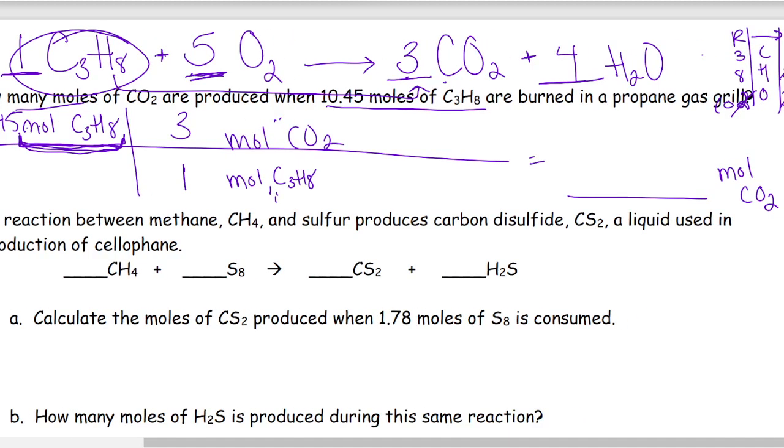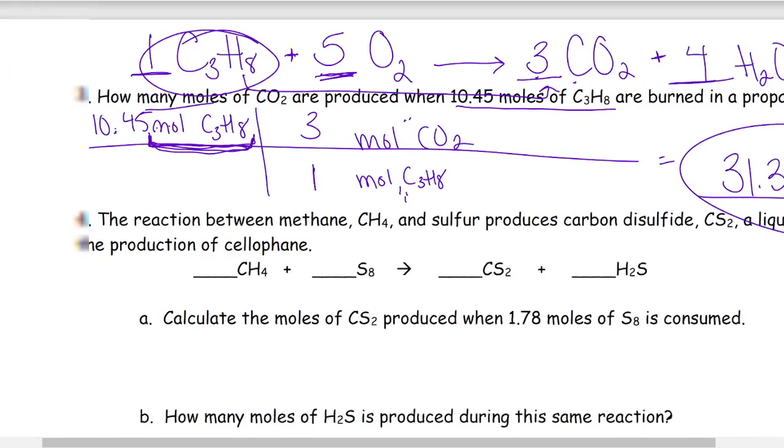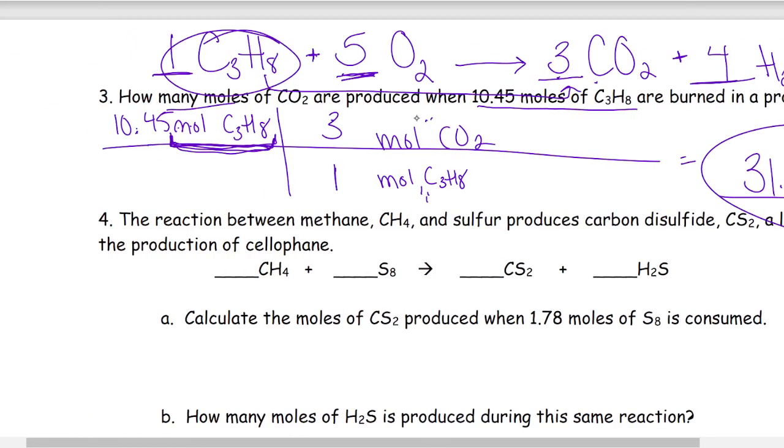So if I type this into my calculator, 10.45 times 3 equals what? 31.35. Is that what everybody got? Perfect. So make sure you copy it down. 31.35 moles of CO2. So again, this question has 1, 2, 3, 4, 5, 6, 7, 8 total points possible.